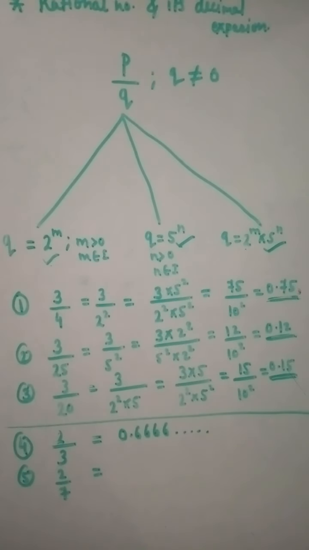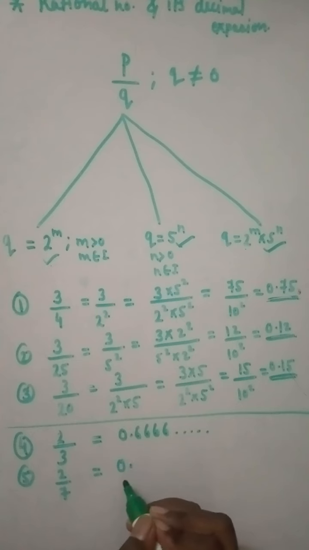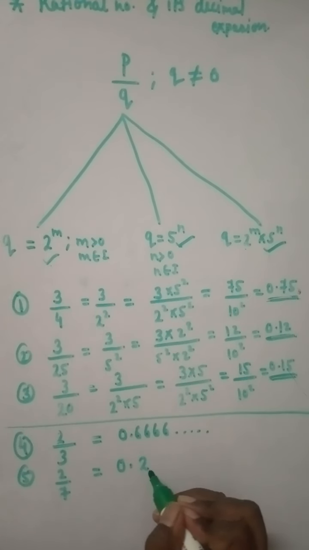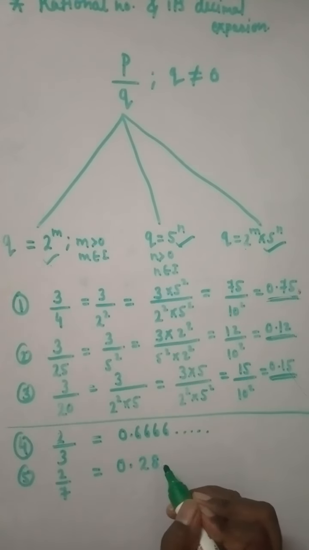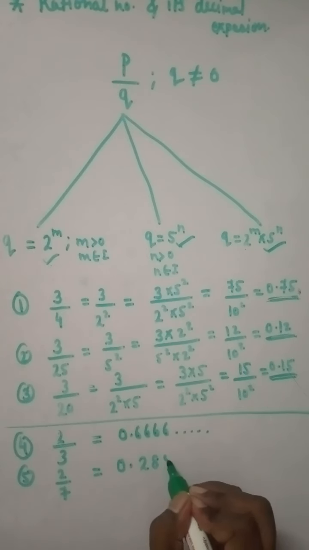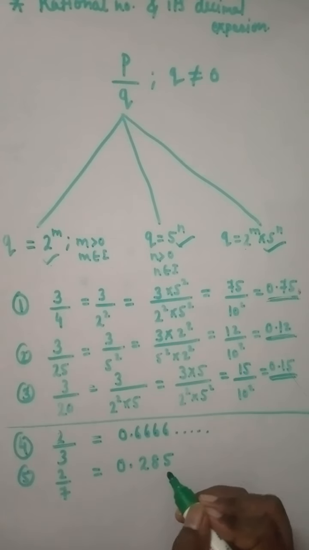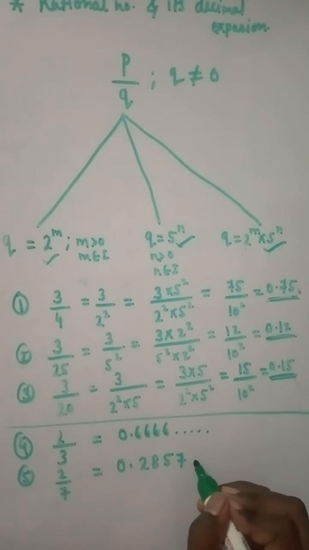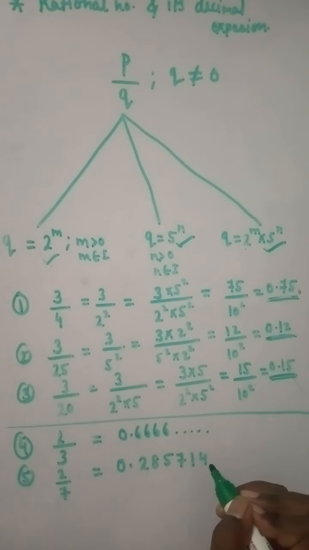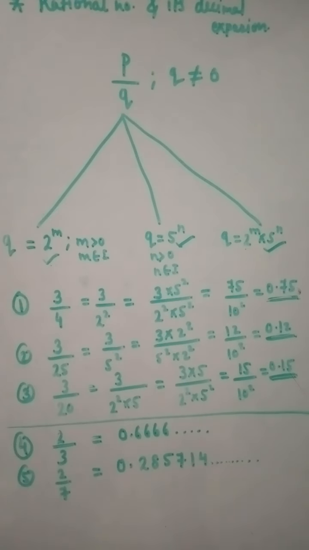When I divide by 7, this becomes 0.7 2s are 14, 6 is there, 7 8s are 56, 4 is there, 7 5s are 35, 7 7s are 49, 7 1s are 7, 7 4s are 28. After 28, the remainder is 2. When the remainder is 2, it will again become 20. That means my decimal expansion is a recurring one. I hope it is clear.